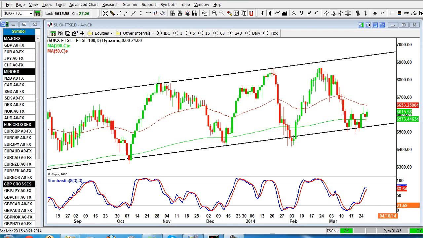So there are two types of divergence, and we're going to go through the standard divergence. We're going to leave hidden divergence for another day. We're just going to go through standard divergence. The two types are bullish divergence, which we'll look at in a second, and bearish divergence.